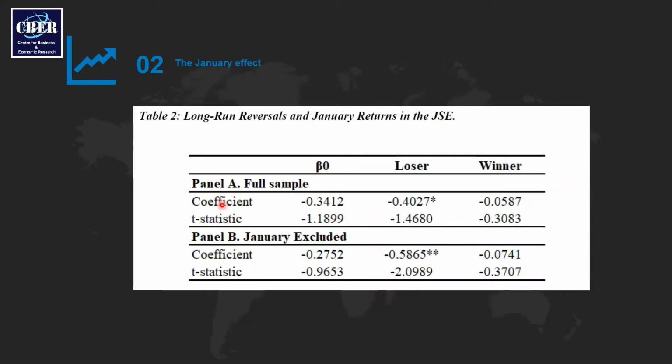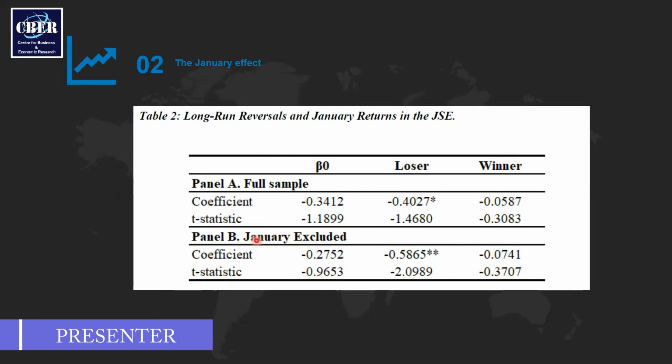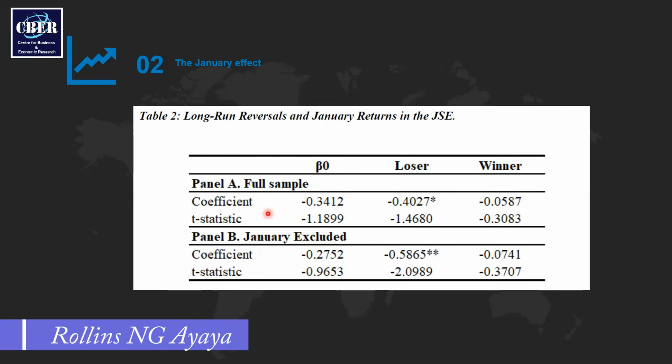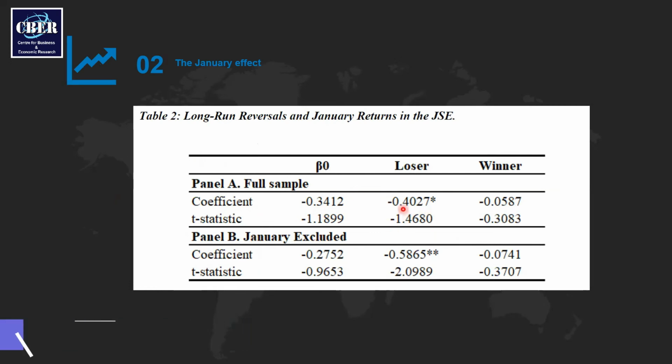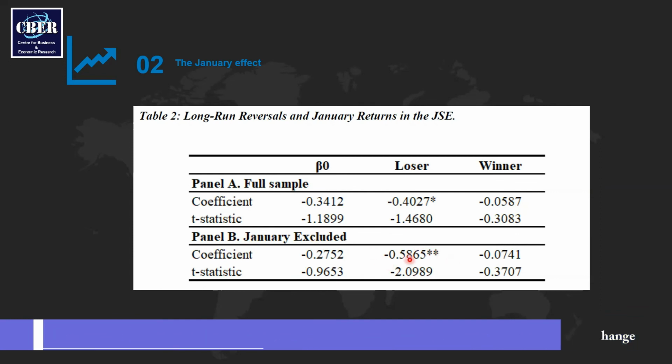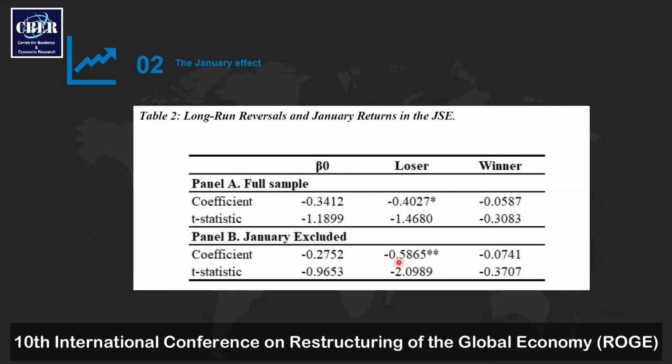And then what we did here is that we examined the January effect. So this panel looks at the full sample data, and panel B excludes January because January is known to inflate the data. So in panel A, we can see that the losers failed to rebound, exhibiting a negative 40 basis points. But if you exclude January, it's actually a lot worse with a negative 58 basis points drop.